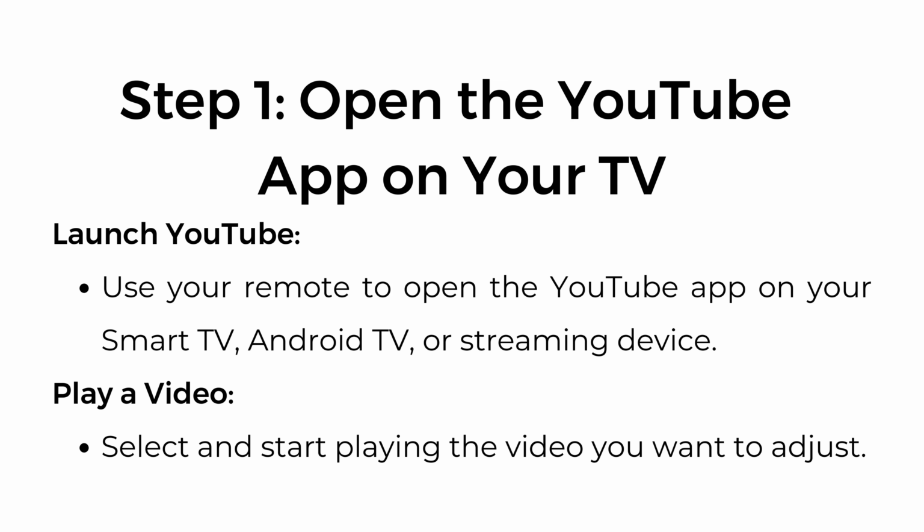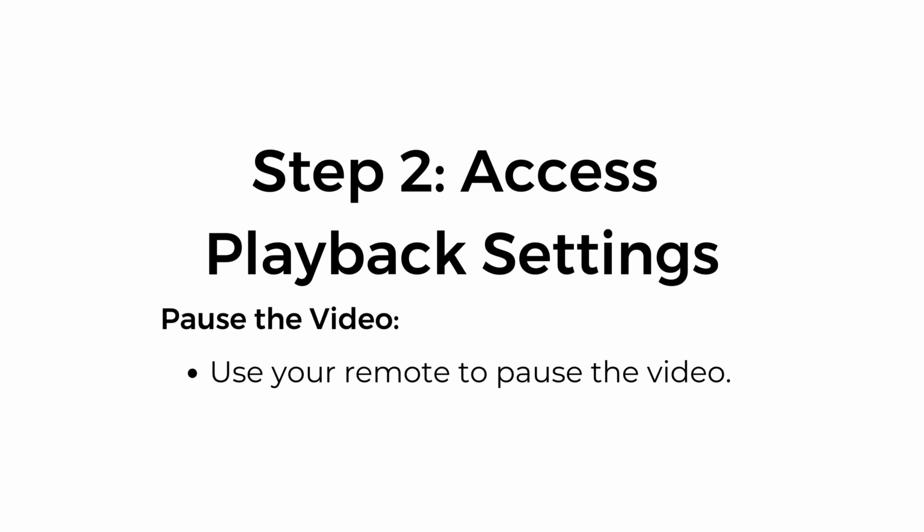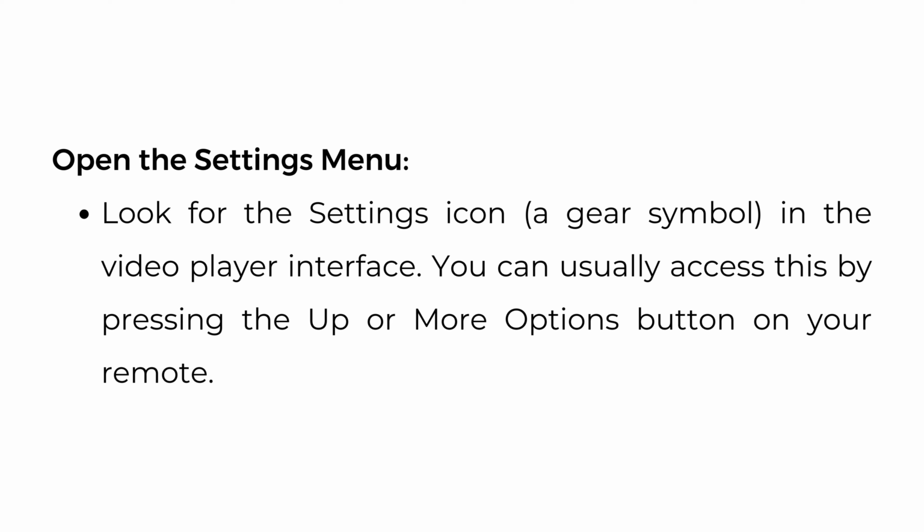Play a video. Select and start playing the video you want to adjust. Step 2. Access playback settings. Pause the video. Use your remote to pause the video. Open the settings menu. Look for the settings icon, a gear symbol, in the video player interface. You can usually access this by pressing the Up or More Options button on your remote.